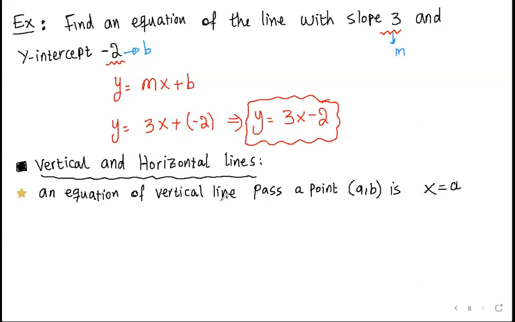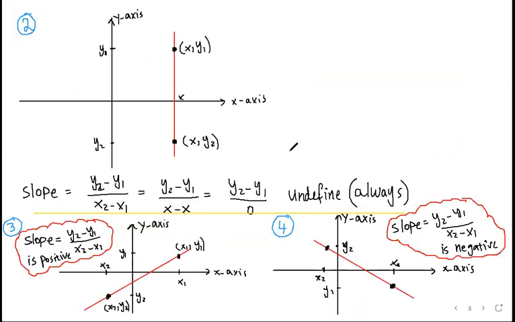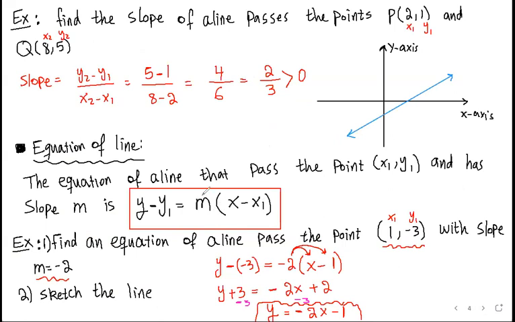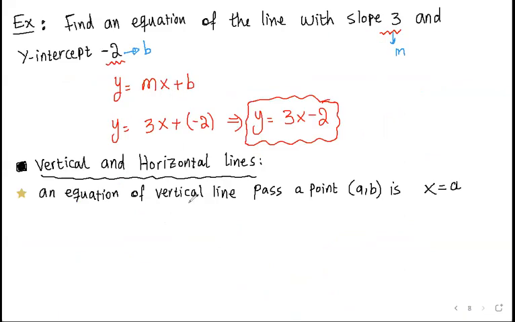Why? Because I said the line is vertical, so the slope here is undefined. I cannot use the point-slope formula, because the slope m is undefined. We don't have m. But the equation for a vertical line that passes through a point is x equals a.